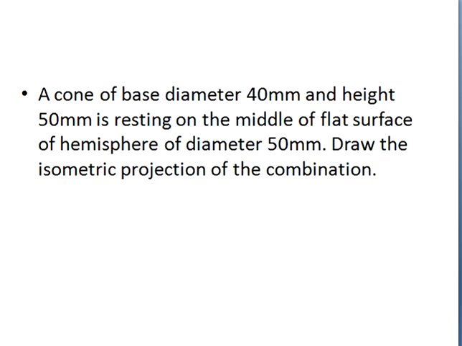So first, whenever a question is given, identify which are the given objects. I am having two objects here, a cone of base diameter 40 and height 50. That is the first object, and the second object is a hemisphere of diameter 50 mm. Identify which is the bottom object and which is the top object. Here the cone is resting over the hemisphere. So the hemisphere is the bottom object and the cone is the top object. We have to start with the bottom object first.